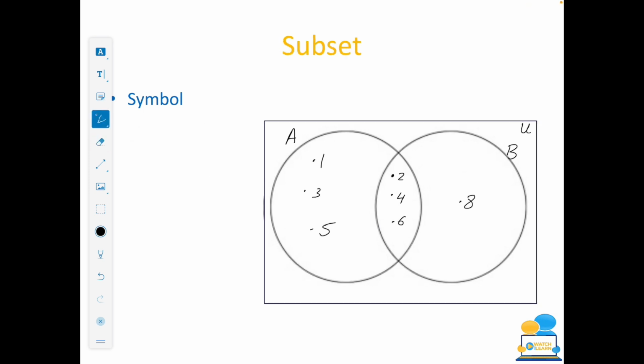The next three symbols are probably a little bit more challenging. The first one we'll look at is subset. The symbol for subset is kind of like a horseshoe on its side, kind of like a C.